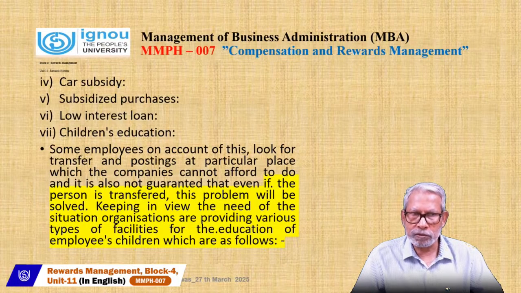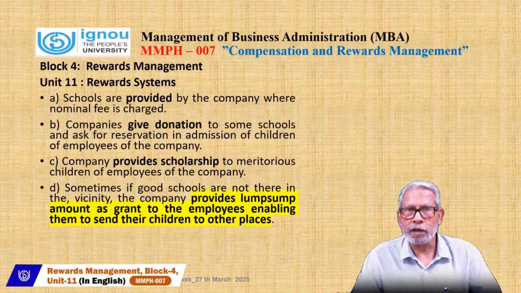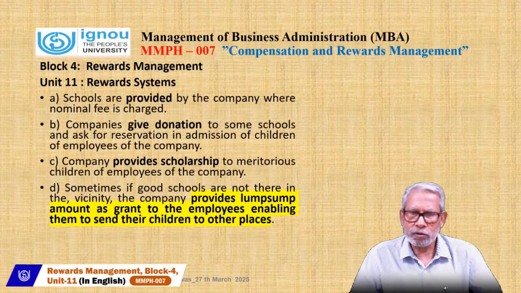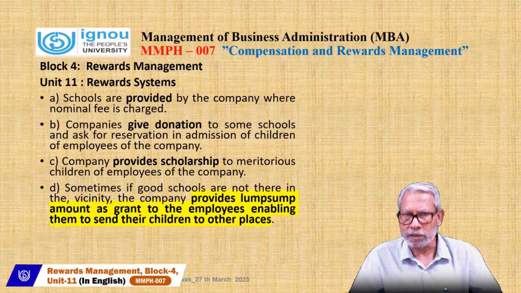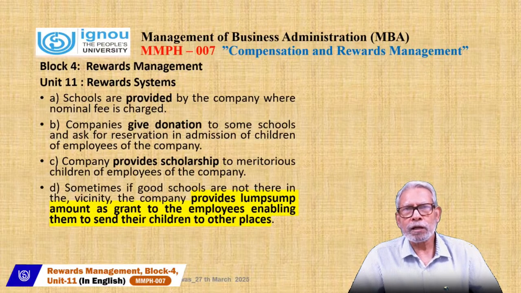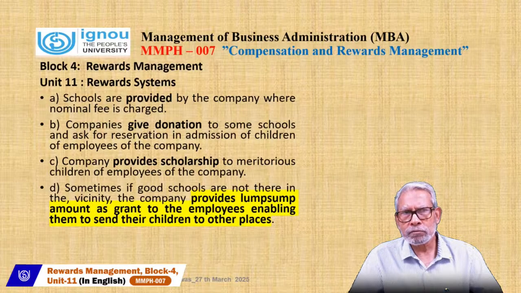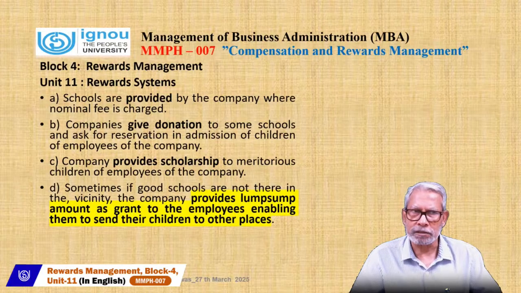Some of the things are there. For example, schools are provided by the company where a nominal fee is charged. Again, they can empanel some schools. If somebody is transferred from other places, their children can be admitted; there is some sort of quota system. Or some companies can establish the school itself within the premises.